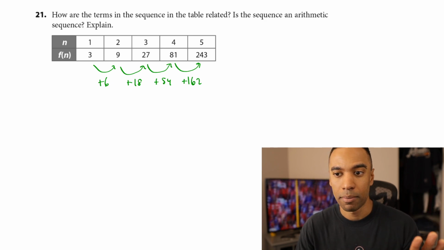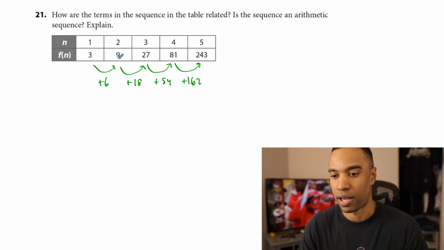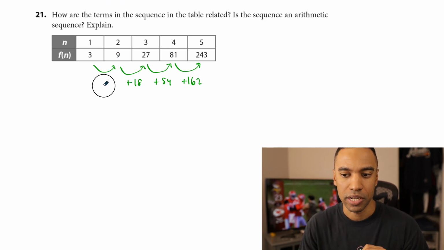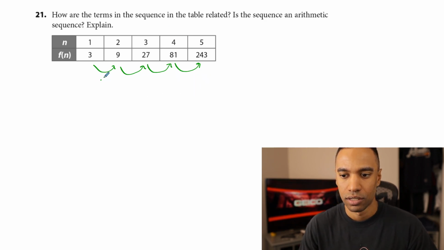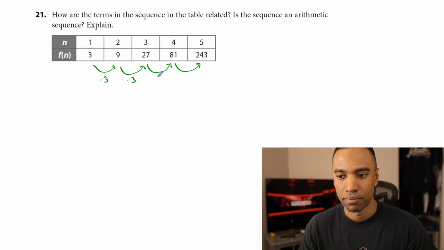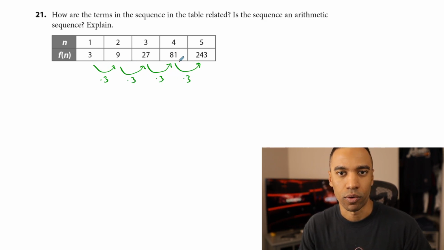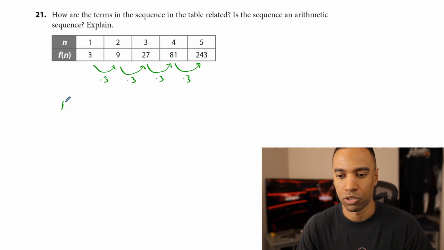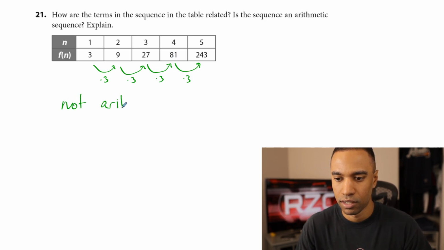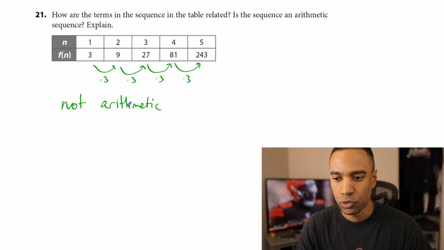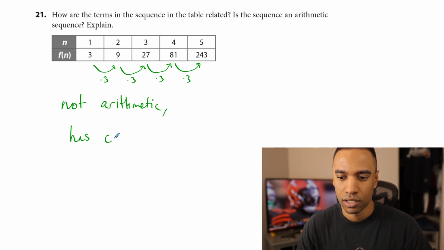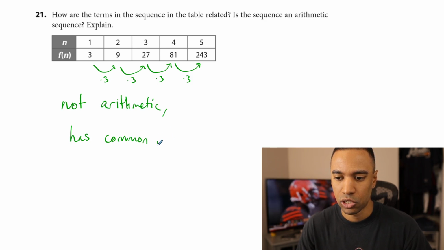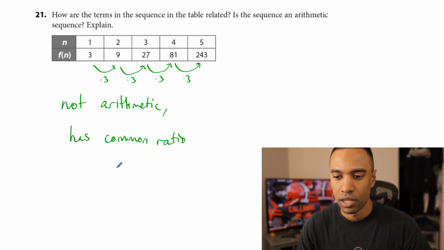So anyway, no common difference. But maybe it's not about addition or subtraction. Maybe it's about multiplication. I'm multiplying by 3 each time. You see that? You can probably trust it afterward, but it's multiplying by 3 each time. So not arithmetic, but it has what's called a common multiplier, or a common ratio. This makes it what's called a geometric sequence.